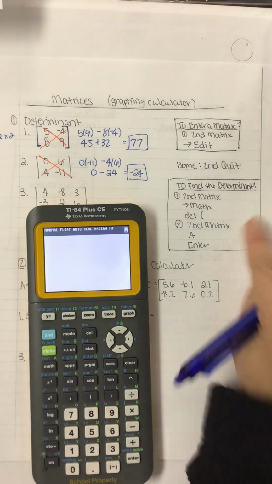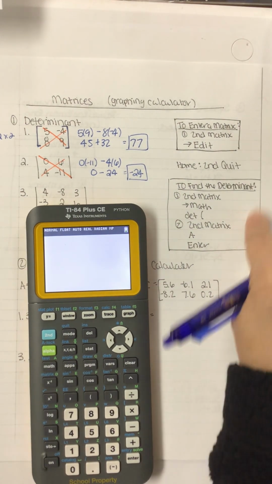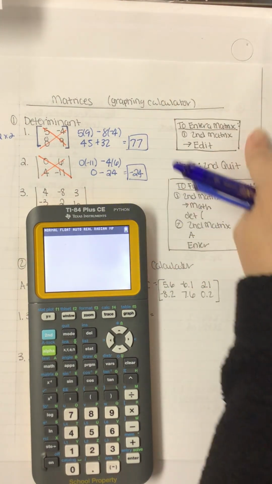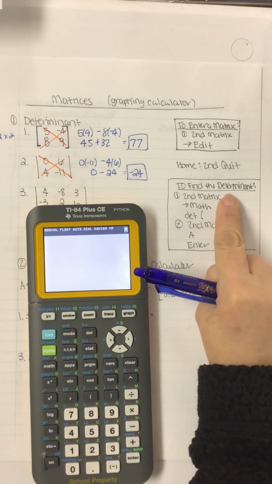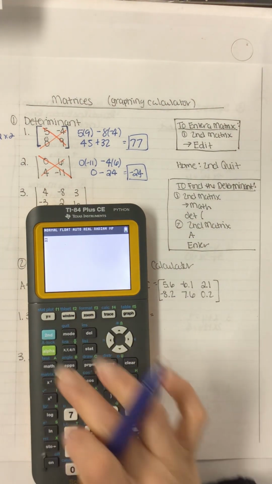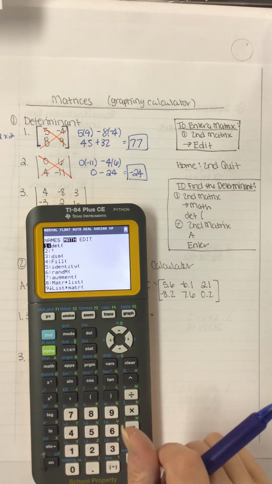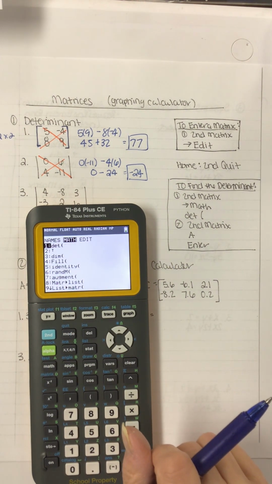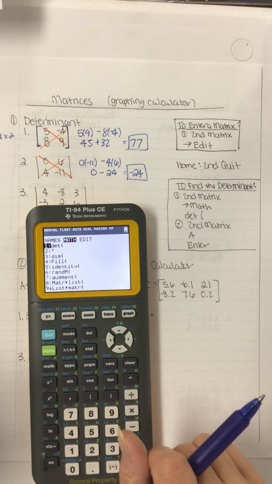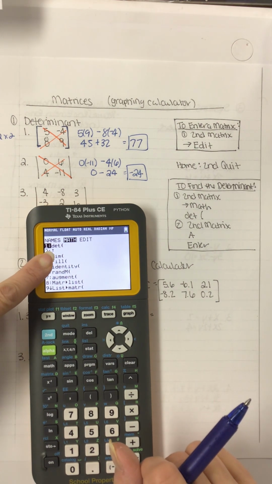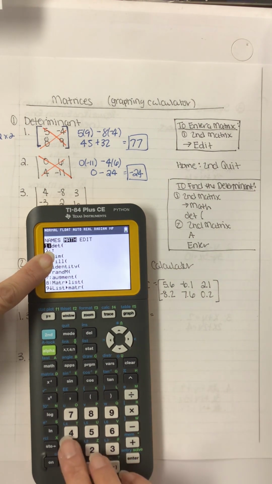And then to find a determinant. So to store a matrix, we're going to use this a lot. We're now going to find a determinant. So to do that, we do second matrix again. This time we're trying to find something. We're trying to do something with the matrix. So we're going to go over to the math feature, and this is where we would find all of our different things that we can do with it. So right now we're going to find the determinant, DET. It's abbreviated there for us. So we're going to select 1.